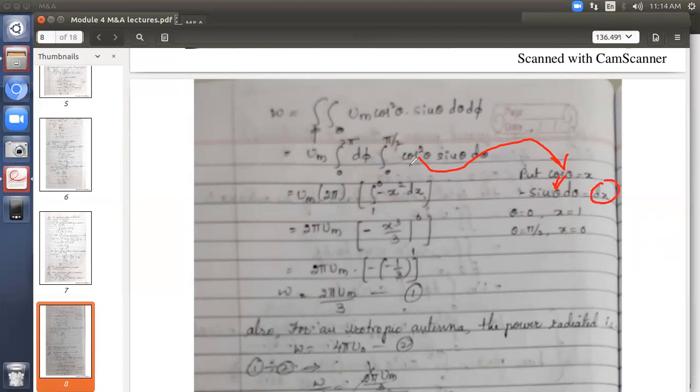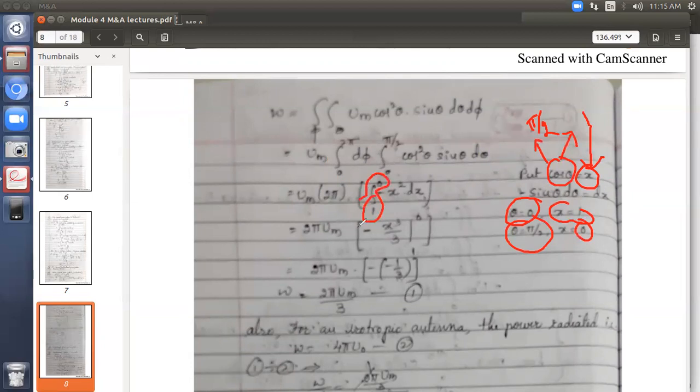So as theta range is 0 to pi by 2, when you are substituting it as x, even your limits will change. So check, if you put theta equals to 0, see cos 0. What is cos 0? It is 1. So if theta is 0, x value is equal to 1. And if theta is pi by 2, cos of pi by 2, what is x equals to? X equal to cos pi by 2, which is 0. So range is now reversed. See, it is 1 to 0.